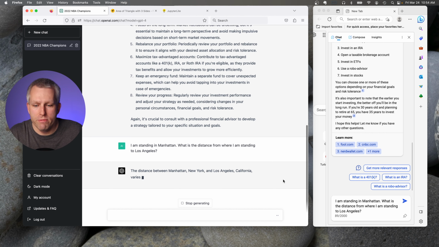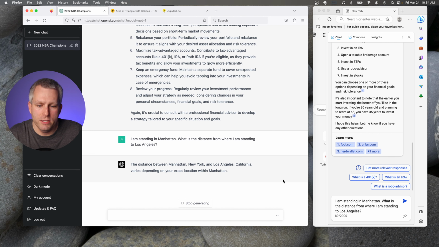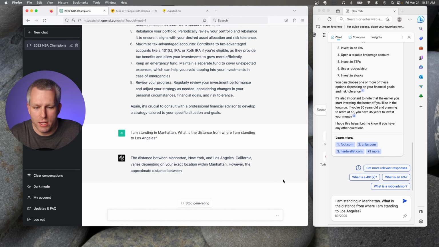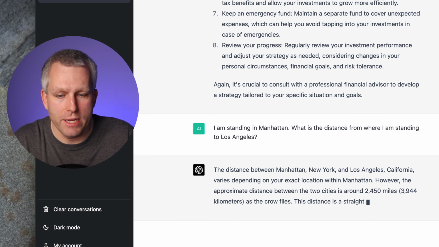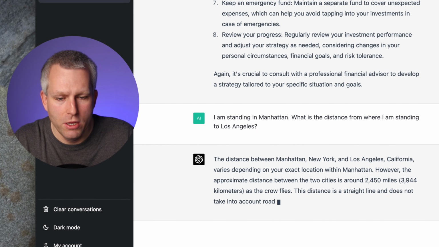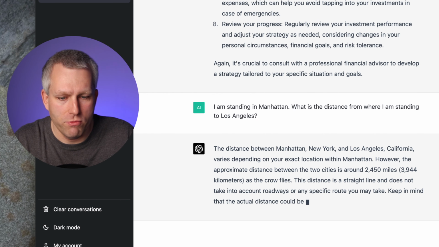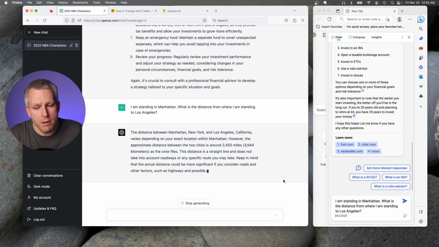So it correctly identifies that it wants to figure out the distance between Manhattan, New York, and Los Angeles, California. It depends on the exact location of Manhattan. Manhattan is about 10 miles long, I think. And the distance between these two cities, 2,450 miles. But it also gives you a disclaimer that that's like an air distance on the map. If you're driving, this might be longer than that. So let's ask Bing Chat to see what that has to say.